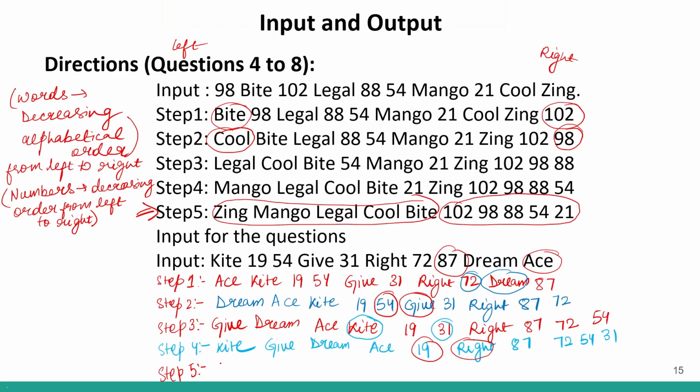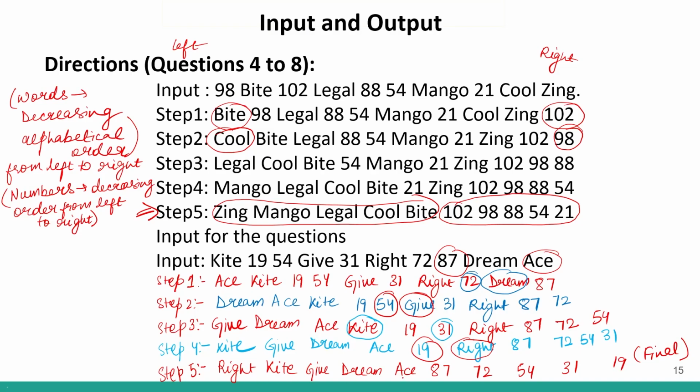So step number 5, the first word will be right. Correct? Then same arrangement, kite, give, dream, ace. Then we will take 19 to the outside. So the arrangement will be 87, 72, 54, 31 and then 19. Step 5 will be the final step. It will be the final output.